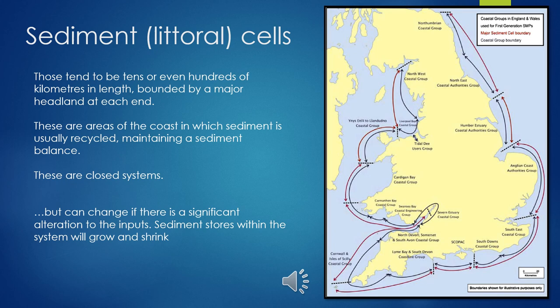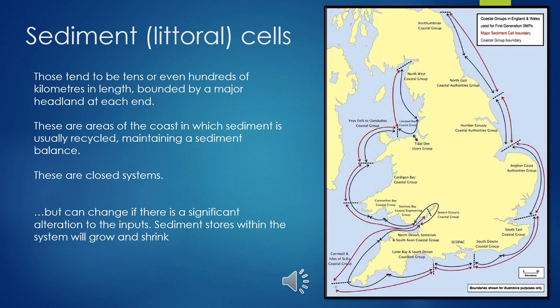Within each cell, the material will remain for a significant period of time, and only major events will enable a piece of material to leave the cell. For example, if you look in the very bottom left of the map, the southwest, you can see the cell that we are in. It goes all the way from Land's End up to Portland Bill in Dorset, and that is our sediment cell. Each sediment cell is a closed system, which means no sediment enters or leaves the system, it just stays within there.